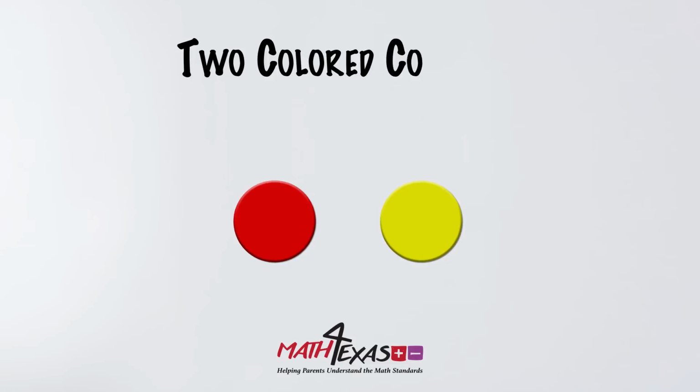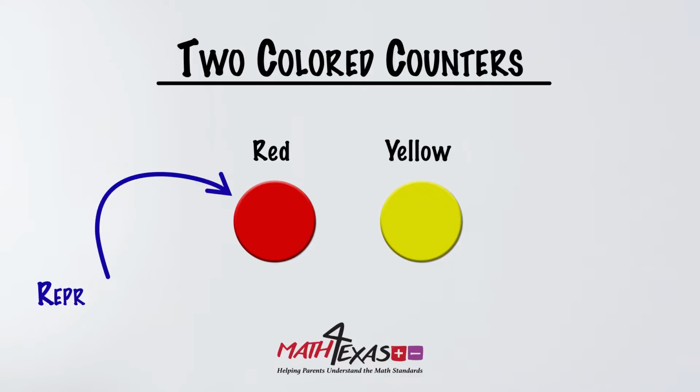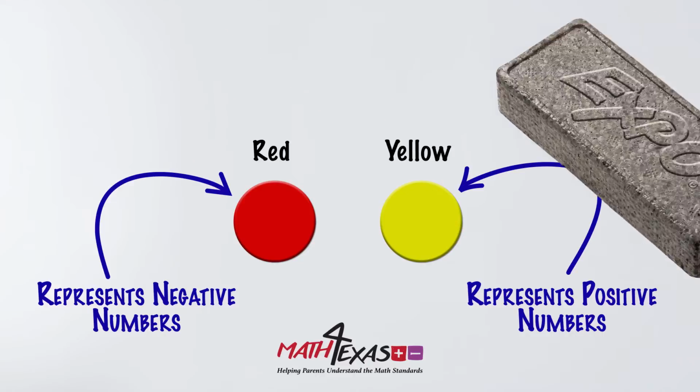Colored counters come in two colors. One color is red and the other one is yellow. Sometimes you might see a white color. Typically we use the red color to represent negative numbers and the white, or in this case yellow, to represent positive numbers. Let's look at an example.